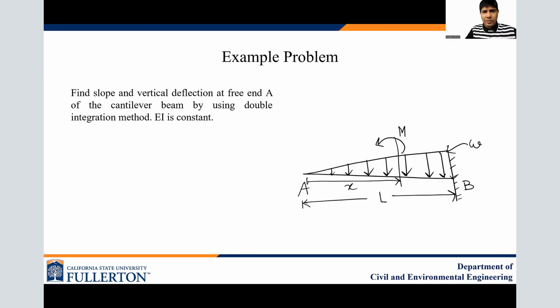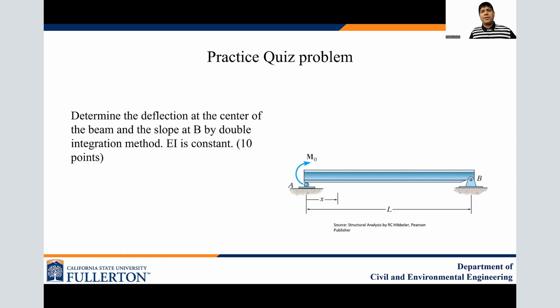So let's go for practice. So this is your practice quiz problem. We have again a simply supported beam, pin and roller, and on one side only one external moment is acting, M0, which is at the external roller support. And you have to find out the deflection at the center of the beam and slope at point B by using the double integration method. EI is constant.